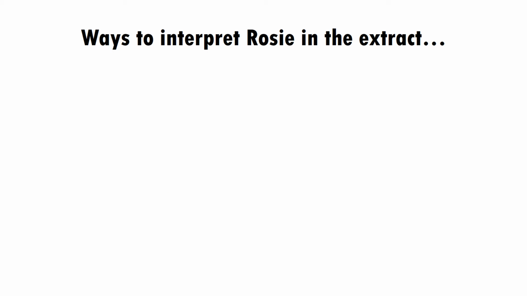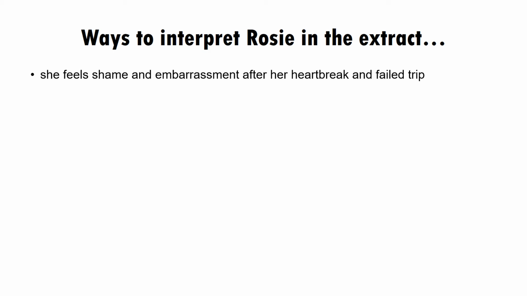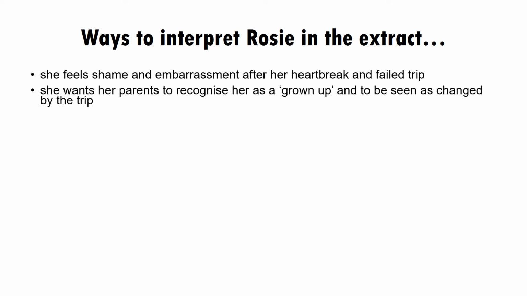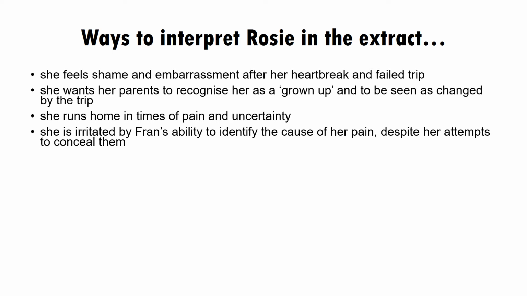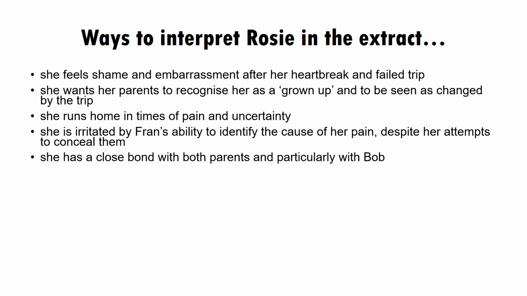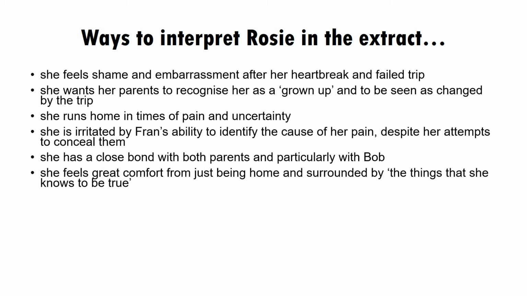So let's think about some of the ways that you could interpret Rosie within this extract. Maybe she feels shame and embarrassment after her heartbreak and failed trip. She wants her parents to recognise her as a grown-up and to be seen as changed by the trip. She runs home in times of pain and uncertainty. She is irritated by Fran's ability to identify the cause of her pain, despite her attempts to conceal them. She has a close bond with both parents and particularly with Bob, her dad. She feels great comfort from just being home and surrounded by the things that she knows to be true.